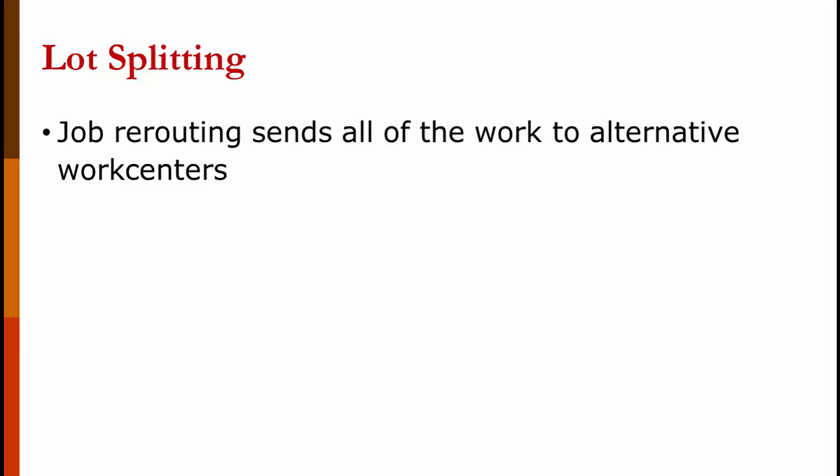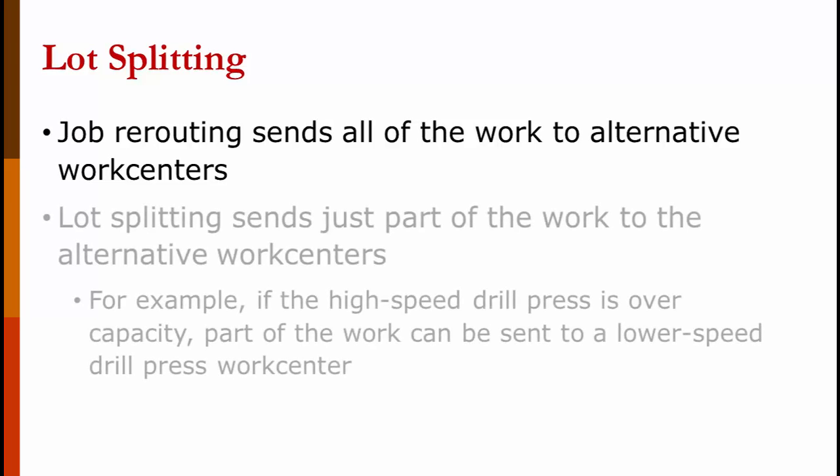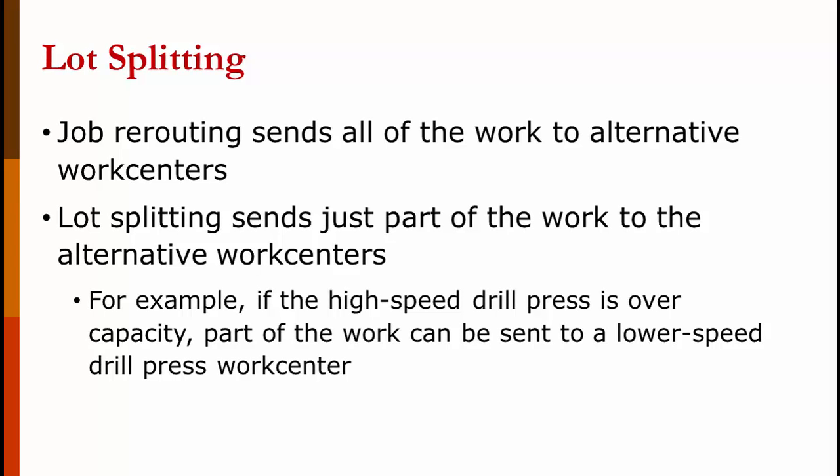The job rerouting we just talked about sends all the work to the alternative work center. All of the job is sent to the low-speed drill press instead of the high-speed drill press. So if the high-speed drill press has some capacity, but not enough, we might send all the jobs that it has the capacity to work to the high-speed drill press and then send the rest to the low-speed drill press. This is called lot splitting because we take the lot and split it into 2 pieces. Part is done on the high-speed drill press, for example. Part is done on the low-speed drill press. After that work center, the job would be put back together into one lot.